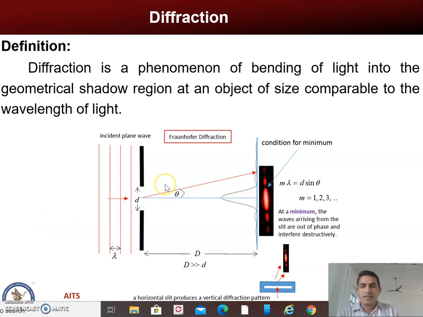You can see here in this figure, D is the aperture, and light falls in this direction, and we can see the diffraction pattern on the screen. It looks like these bright and dark spots. So we can call them bright and dark fringes.